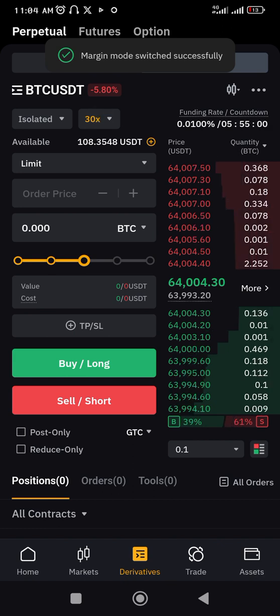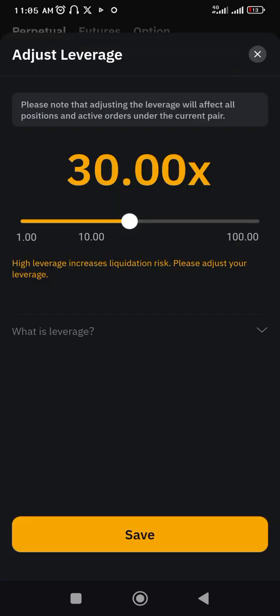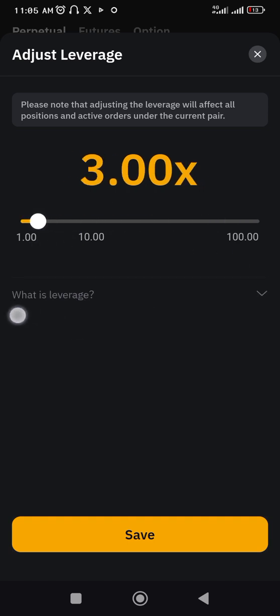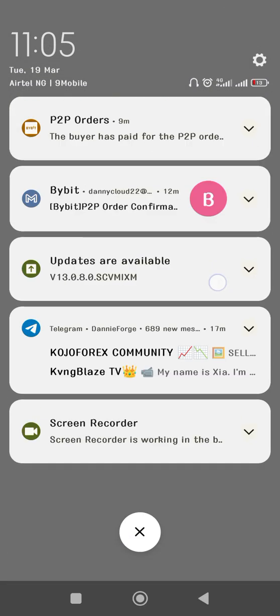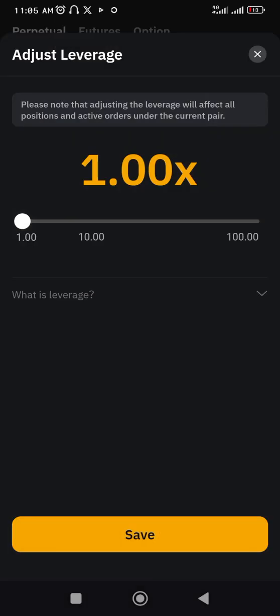Then where it says 30x here, this is the amount of leverage you can use on each and every trade you want to take. What leverage helps us do is give us the opportunity to make more money even with a little capital. I've been doing a flip of $35 to $100, just as you can see in the series of my videos. Today is day 19, and I was able to take $35 to $100 and above.